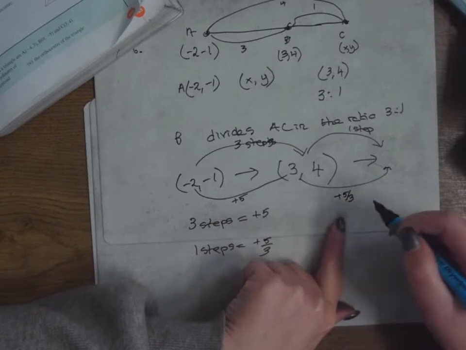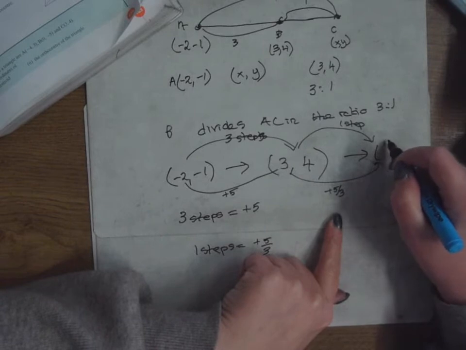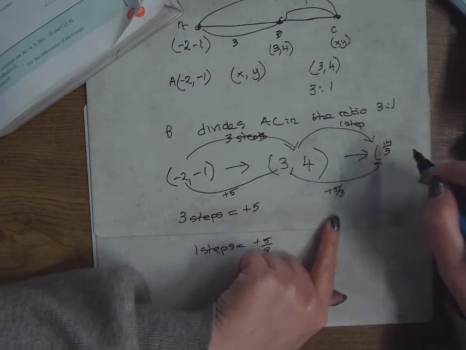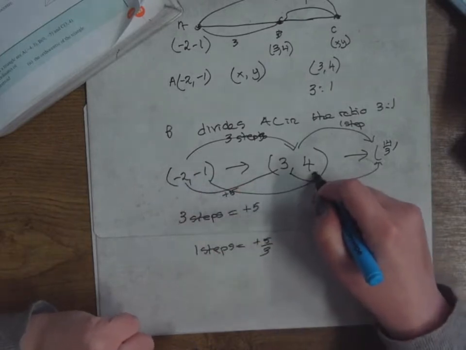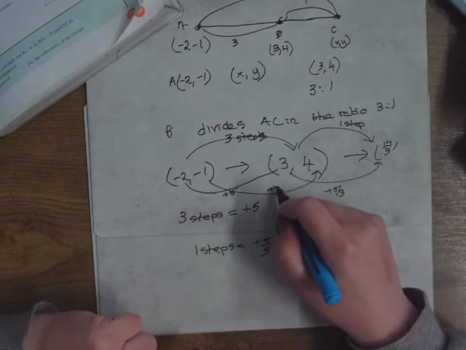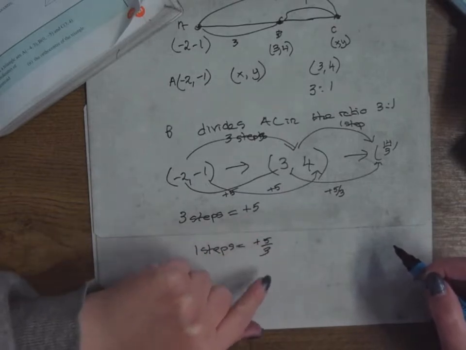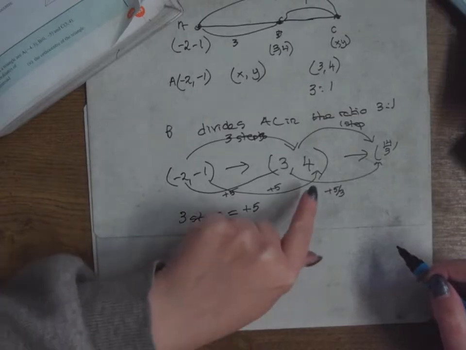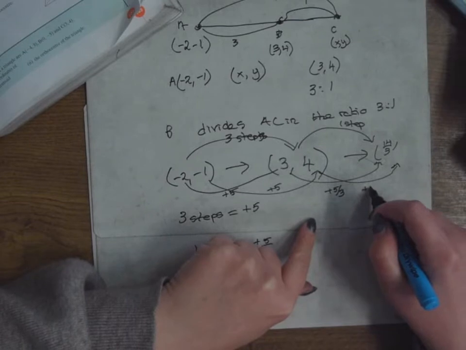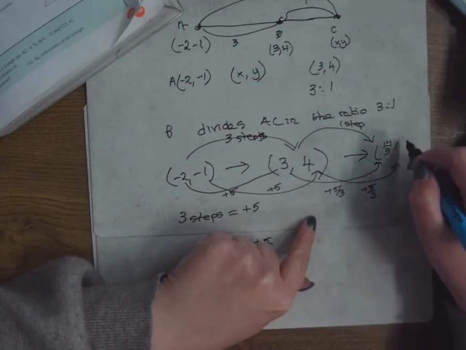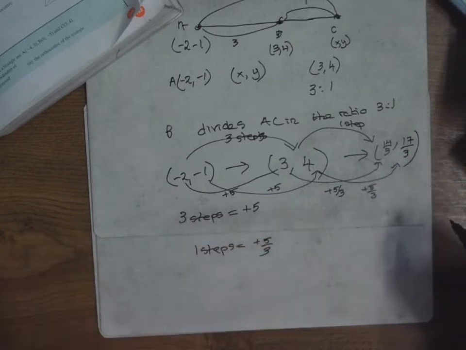So I add 5 over 3. 3 is 9 over 3, add 5 over 3 is 14 over 3. Then I'm going to look at the y's. The y started at -1 and it went to 4. So that's +5 again, right? If 3 steps is +5, 1 step is +5 over 3, 1/3 of that. So add 5 over 3 to 4. 4 is 12 over 3, add 5 over 3 would give me 17 over 3. And that's my answer. Is that okay?